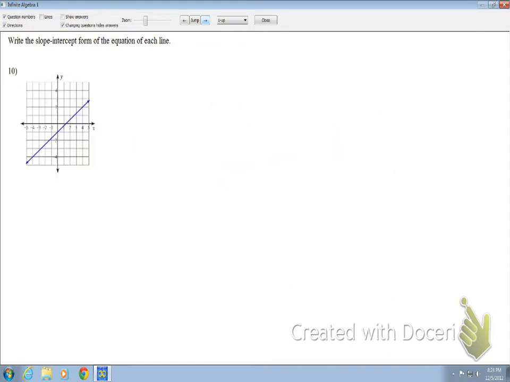Now, here we go. Now, we need to write the equation of the line, and we're just given a graph. And there's 2 pieces of information we need. The slope and the y-intercept. And the y-intercept's pretty easy. The y-intercept is that point where the line crosses the axis. So I can see this blue line crosses the axis right there at -1.